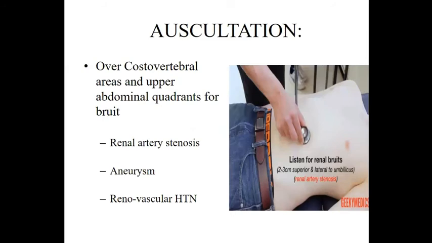Auscultation is done over the costovertebral area and the upper abdominal quadrant for a bruit. The causes for a bruit on auscultation are renal artery stenosis, aneurysm, or renovascular hypertension. We put the stethoscope 2 to 3 centimeters superior and lateral to the umbilicus to listen for the bruit, which is present in renal artery stenosis.